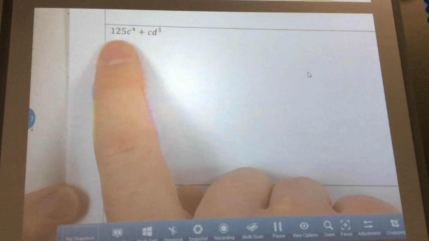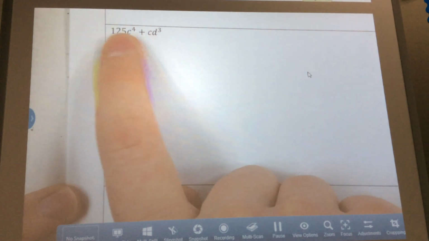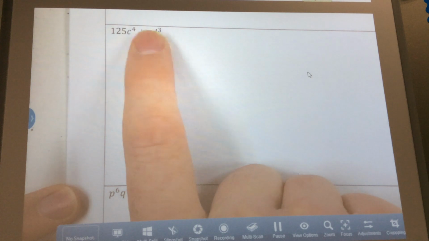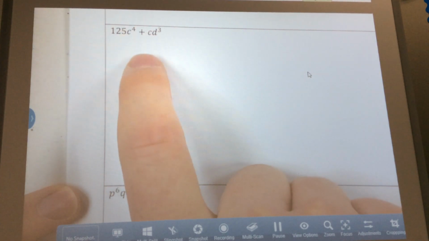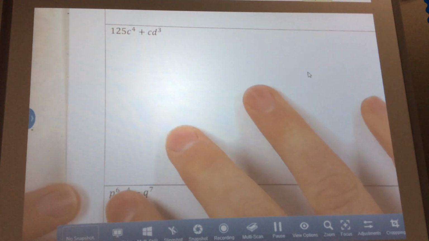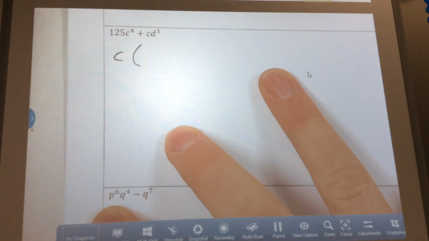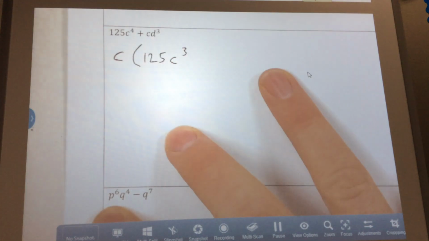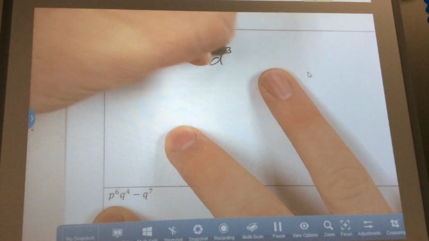So with this question, we have 125, no number in front of cd cubed, so we're going to leave the numbers alone. We're going to look and see what's common between our variables. c to the fourth power, c. No d value over here, no d variable over here, so the only thing I'm taking out is just a single c. c is going to come out as a greatest common factor, which will leave us with 125c to the third power plus d to the third power.